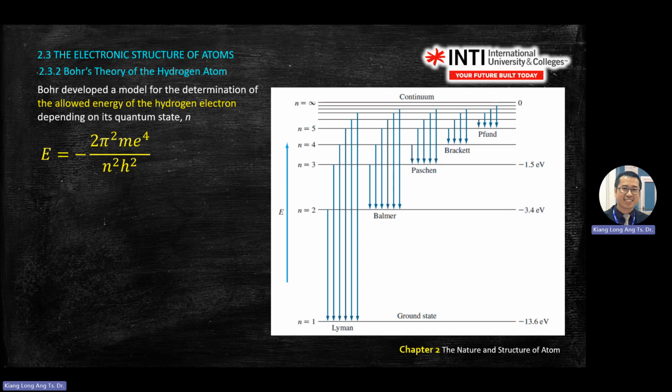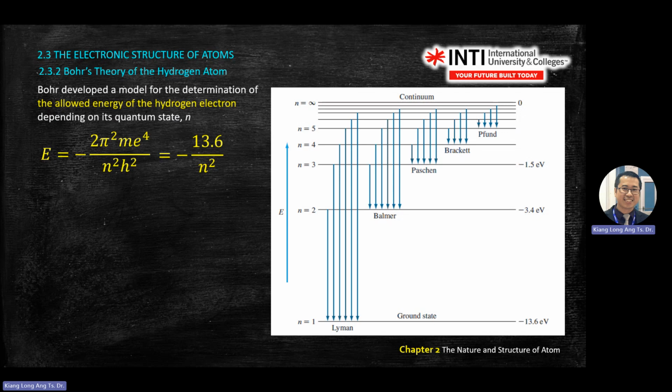There is an equation for the hydrogen electron energy given here. E equals 2 pi squared m e to the power 4 divided by n squared and Planck constant squared. You substitute the Planck constant and the mass, and you get E equals minus 13.6 divided by n squared. This one is for hydrogen.